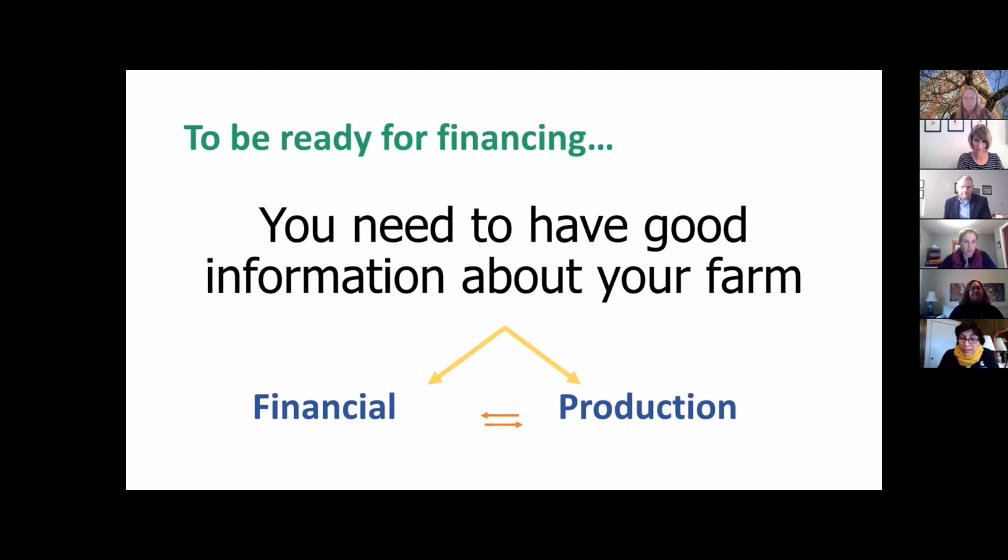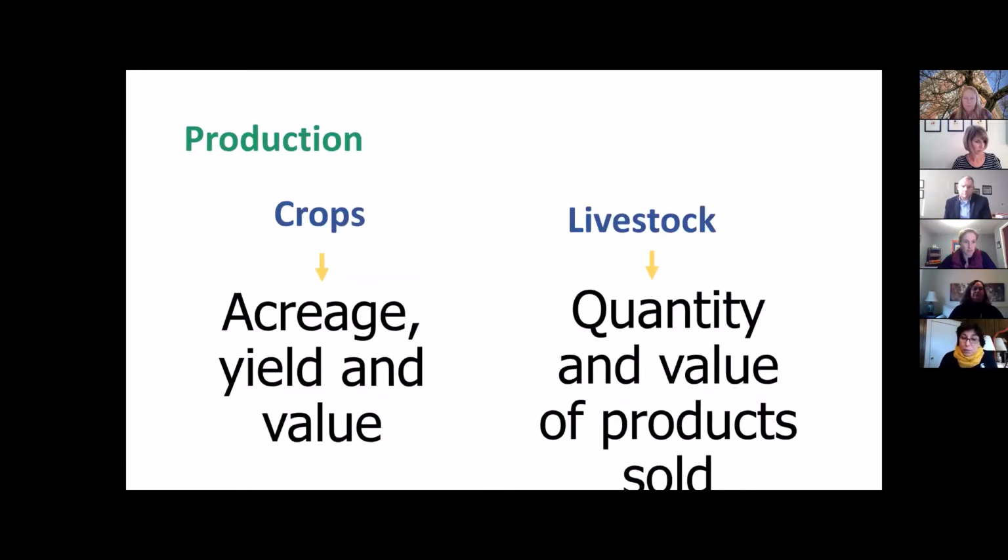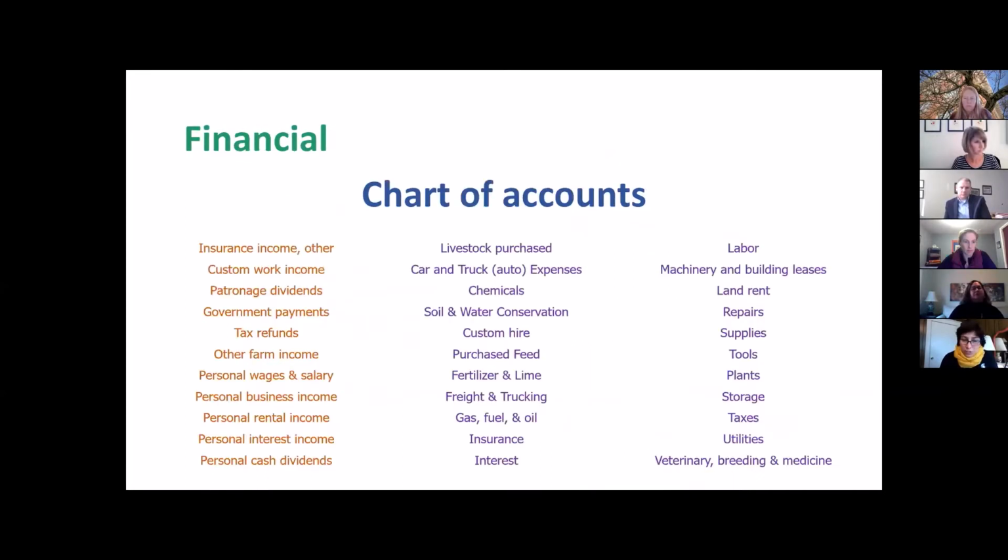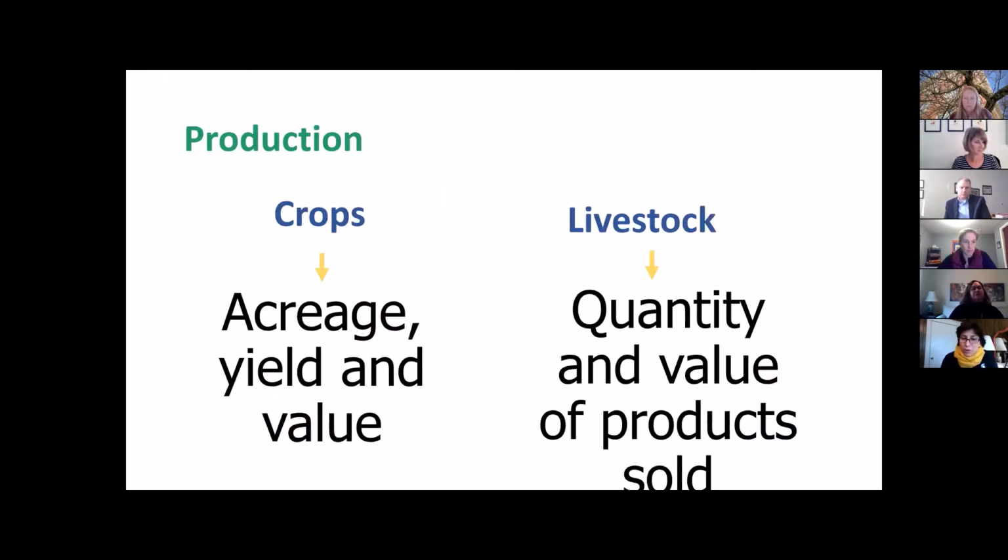So to be ready for financing, you need to have good information about your farm. This includes both financial and production information. These two sets of records are important in and of themselves, but they are even more important when you use one to understand and make decisions about the other. In the production realm, record keeping is pretty straightforward. For crops, you need to know acreage, yield, and value of crops sold. And in the livestock realm, you need to know quantity and value of products sold per month.